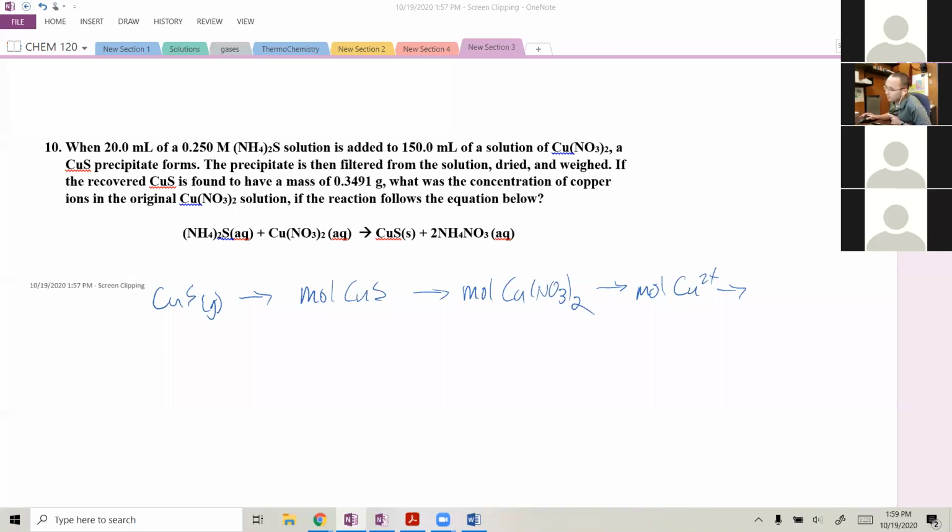We'll divide by liters or volume. Very good. So we're going to change that into our molarity. So that's kind of the pathway of what we need to accomplish as we're going through.